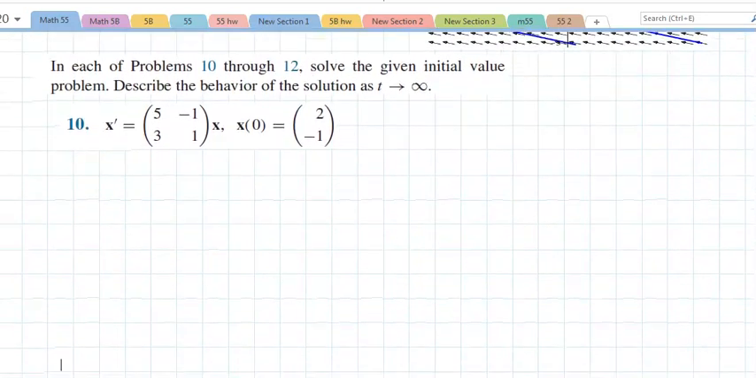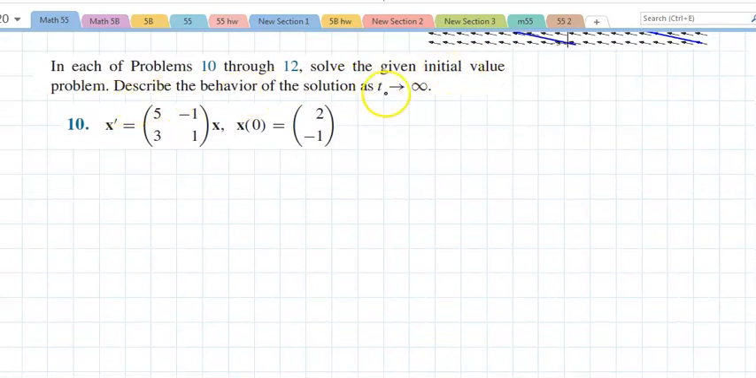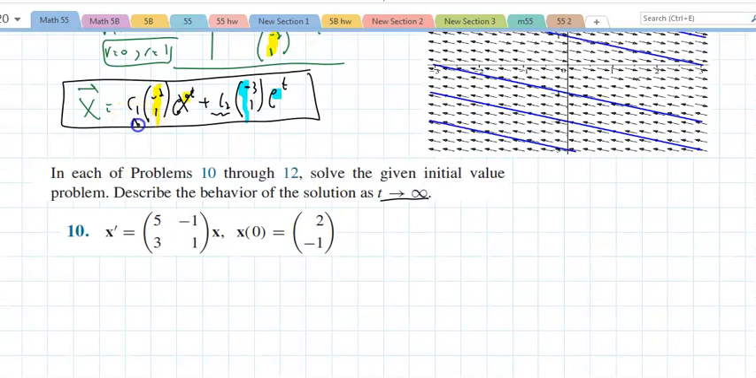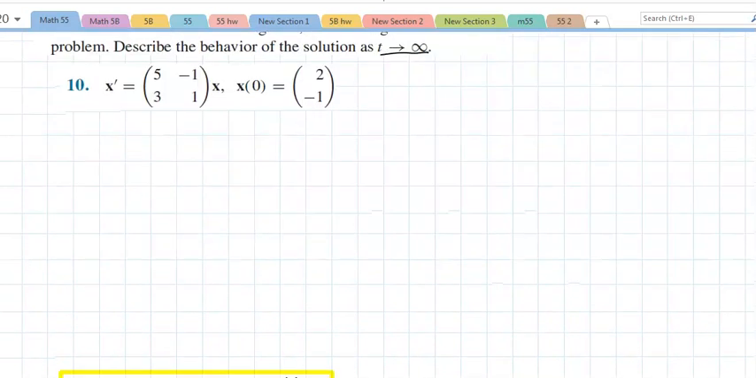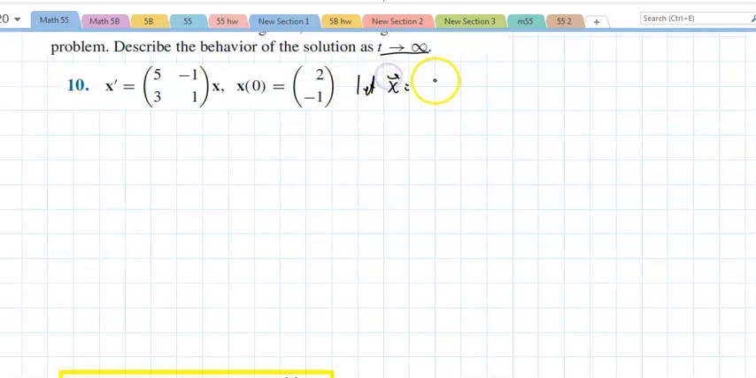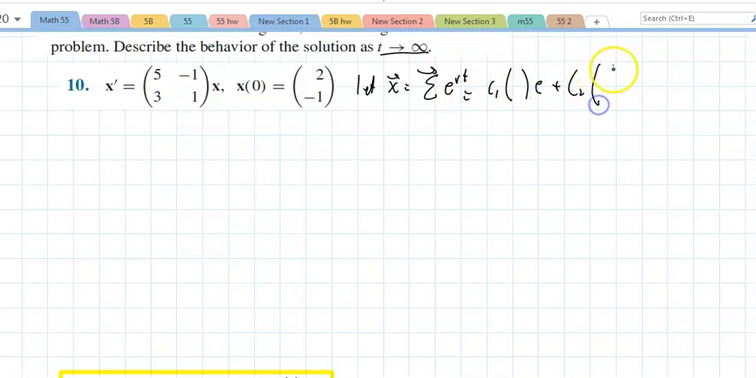Okay. Solve the initial value problem. Describe the behavior as t approaches infinity. The difference between what we did and what we're doing now is they give us initial conditions. We could find C1, C2 like we did in 7.4. So we start off with the traditional: we're going to let x equal e to the rt, which is going to be C1 times a vector e to some power, plus C sub 2 times a vector e to some power of t.